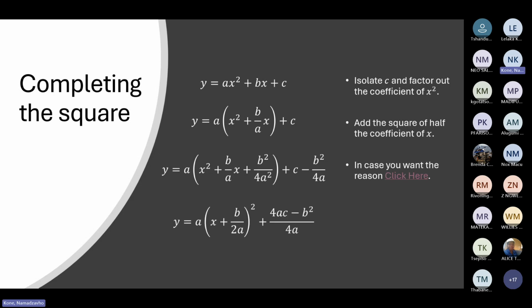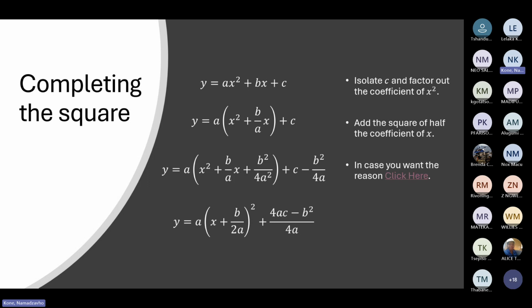Now, when we move, what we just did here is to factorize x squared plus b over a x plus b squared over 4a squared, and we factorized it like I've been explaining. If you don't believe me, you can take x plus b over 2a and multiply it by itself. You would end up with what is in the previous bracket. That's how it will go.